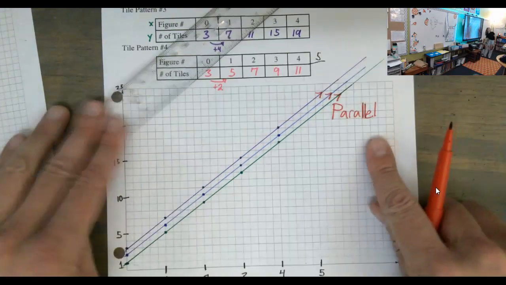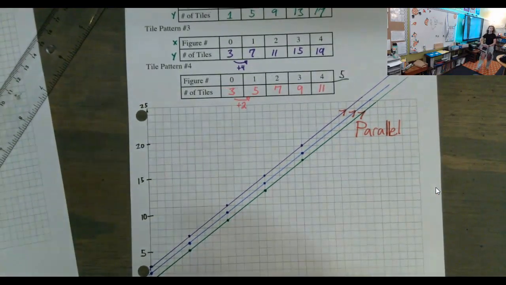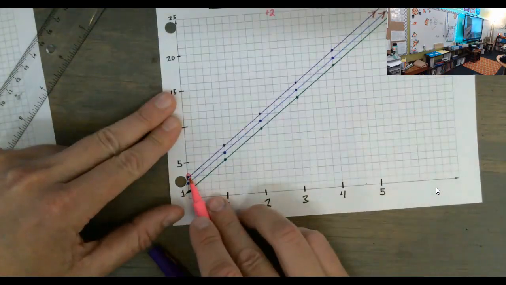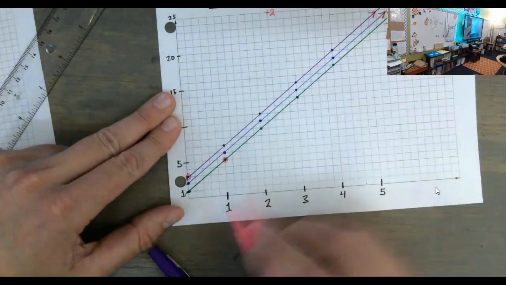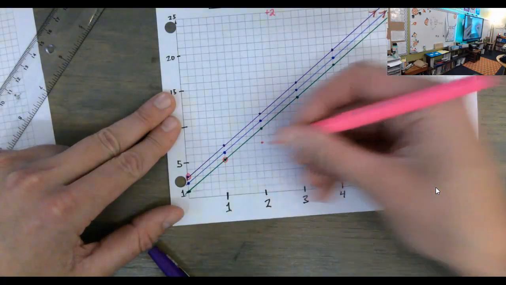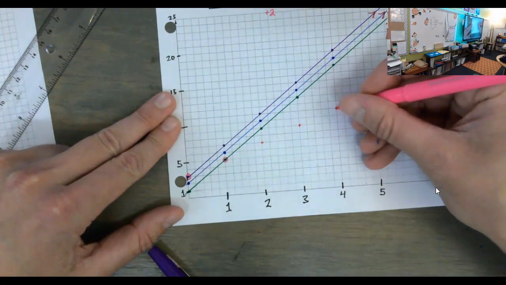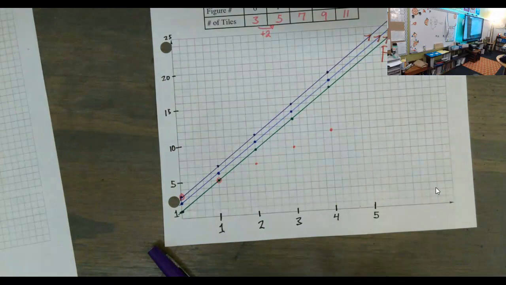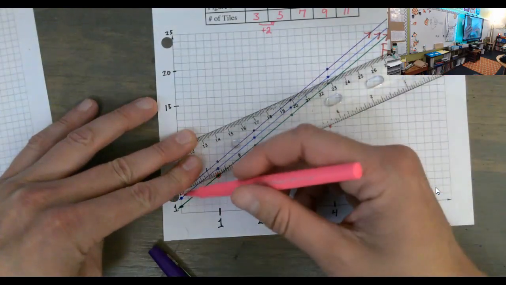But if we go to tile pattern 4, hold on. 0, 3. Okay, same spot. 0, 3. But then 1, 5. 1, 5. Now I'm same spot there. 2, 7. 3, 9. 4, 11. I'm doing tile pattern 4 now. You have these on your paper.